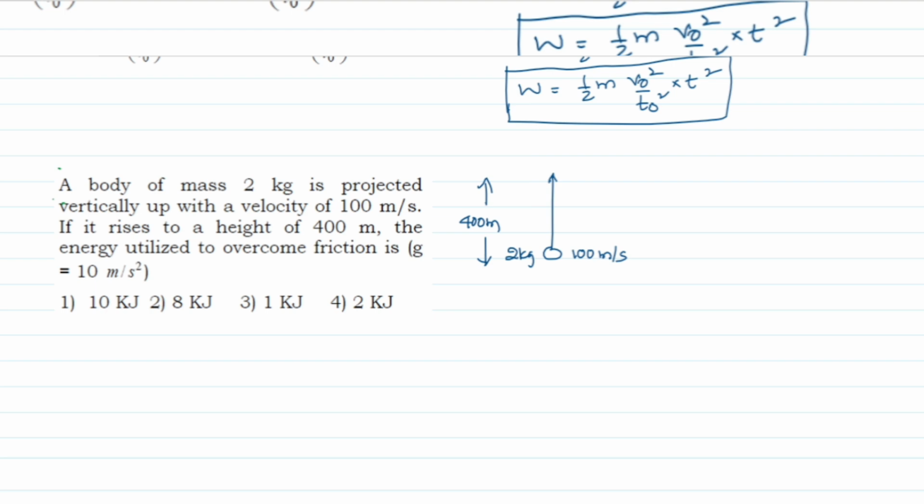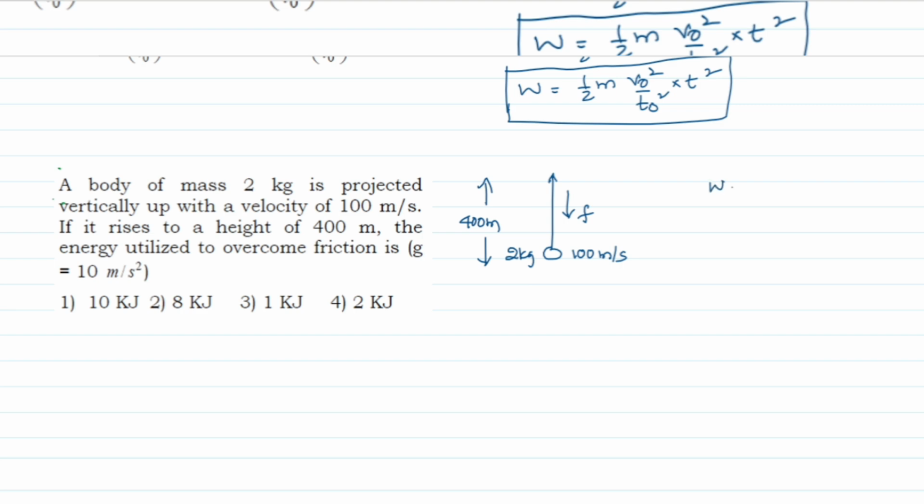The energy utilized to overcome the friction is asked. When the body is moving, some air resistance opposes the motion. We need to calculate the energy utilized to overcome the friction, which means the work done against the frictional force. When the body is projected, two forces are acting.